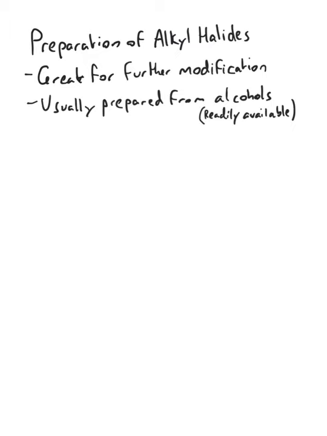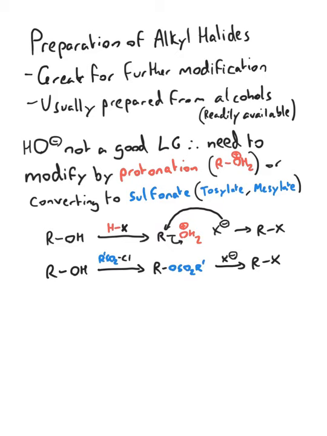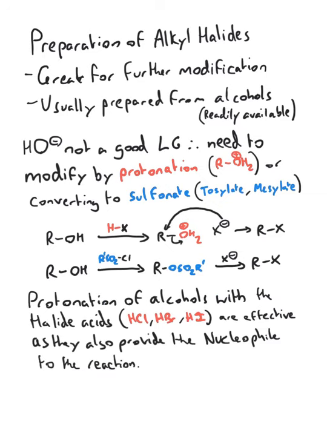Alkyl halides tend to usually be prepared from alcohols, which are readily available, as we know. However, the hydroxide is not a good leaving group. Therefore, we need to modify it by protonation or converting it into a sulfonate, such as a tosylate or mesylate, so that we can replace it with the halide. Protonation of alcohols with halogen acids also provides the nucleophile to the reaction, hence it's an ideal method.